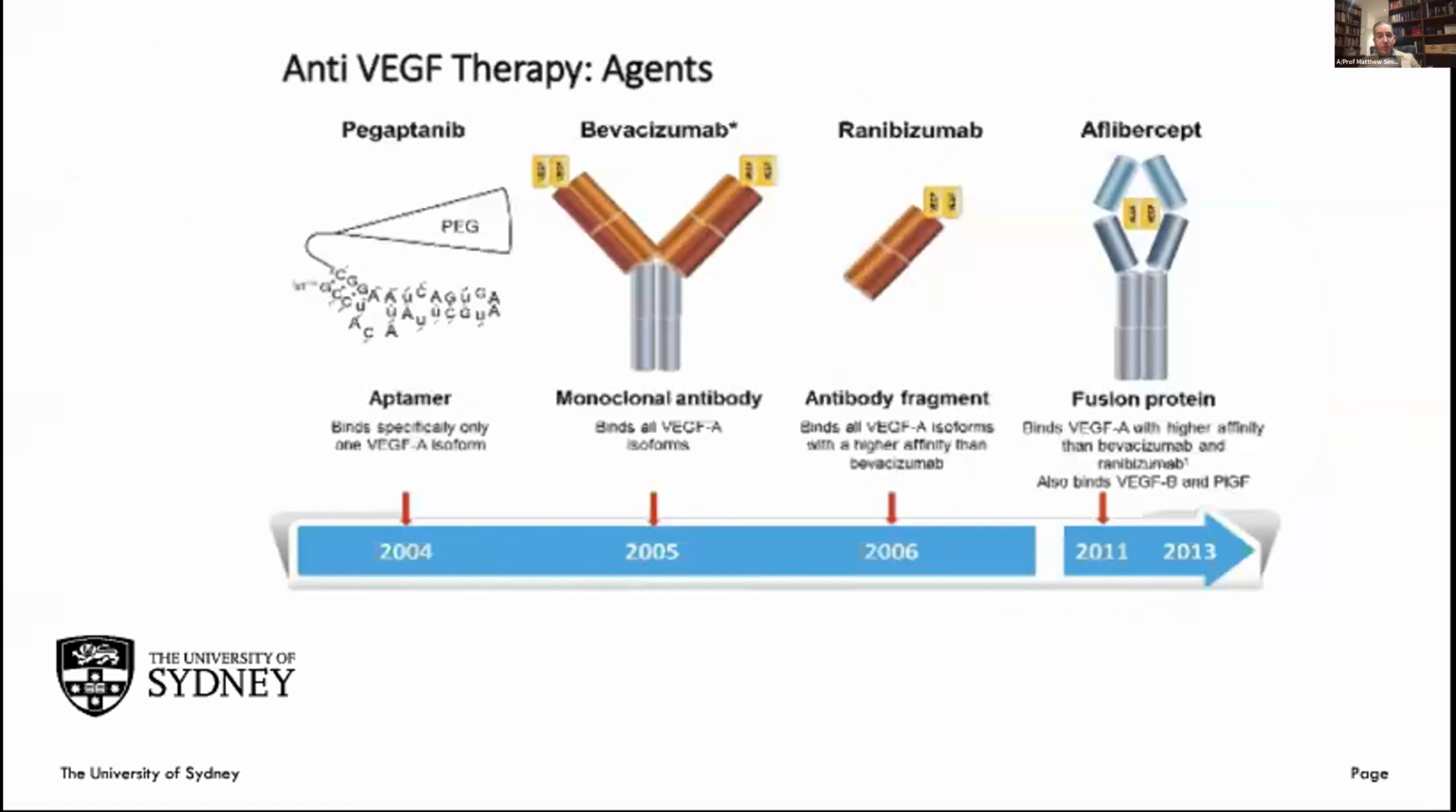This slide summarizes the timeline for the development of the currently used anti-vascular endothelial drugs. There are 2 which are approved by the TGA for neovascular or wet AMD, which have been used for several years, and these are ranibizumab, which you can see second from the right, which is an antibody fragment which binds VEGF-A, and the newer drug is aflibercept on the right there, which binds VEGF-A and B, as well as placental growth factor.